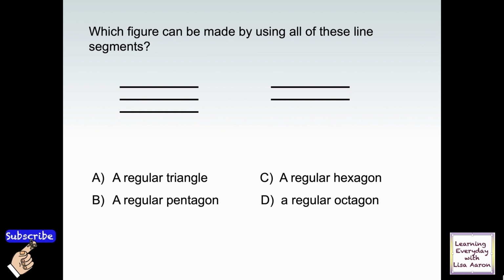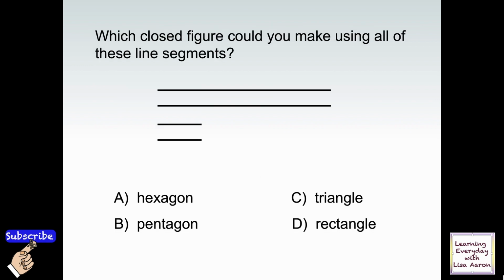Which figure can you make by using all these line segments? A regular pentagon. Which closed figure could you make using all of these line segments? A, hexagon, B, pentagon, C, triangle, or D, rectangle? I hope you said rectangle. 2 long sides and 2 short sides, that's Ricky Rectangle.